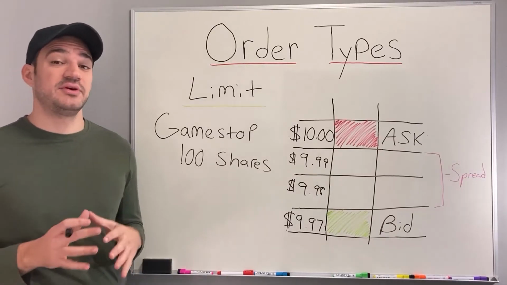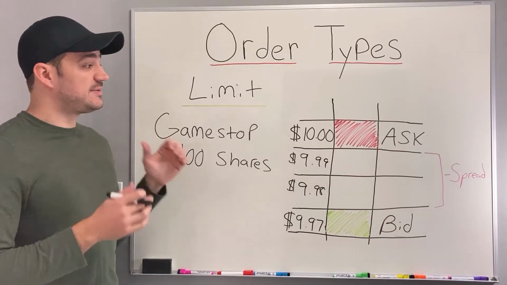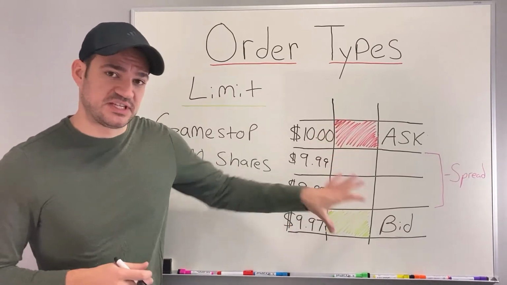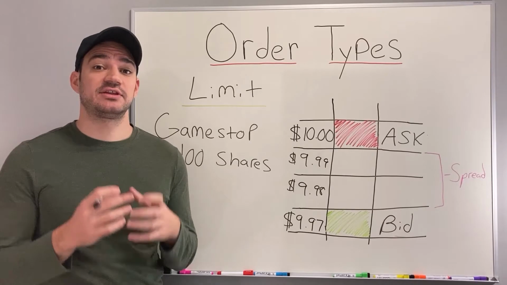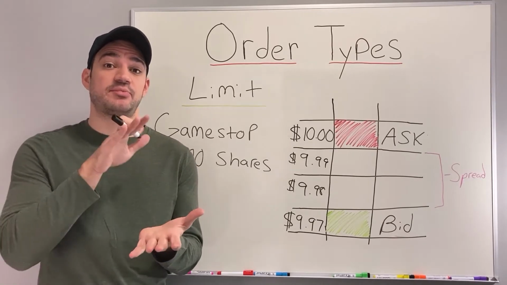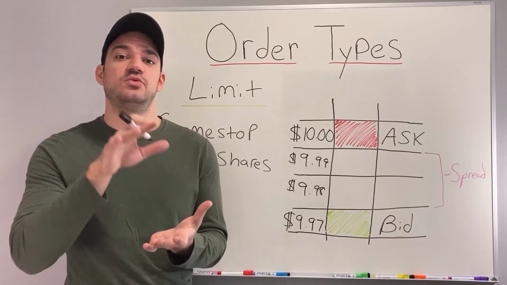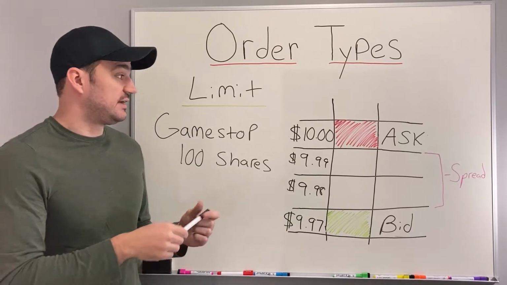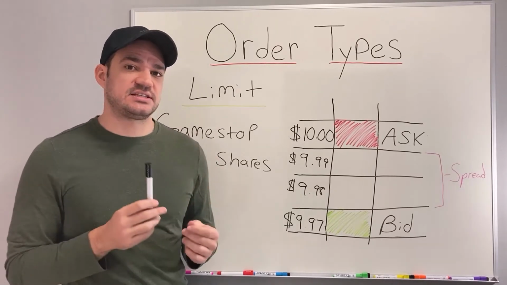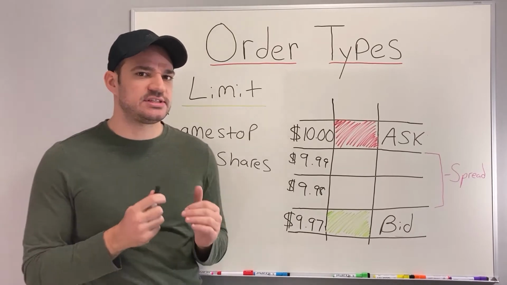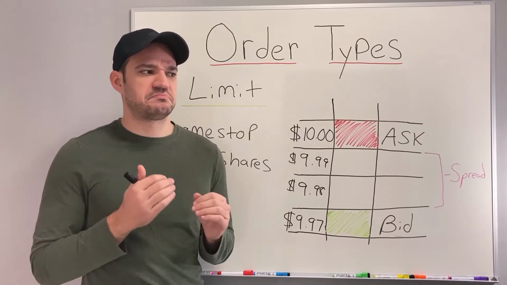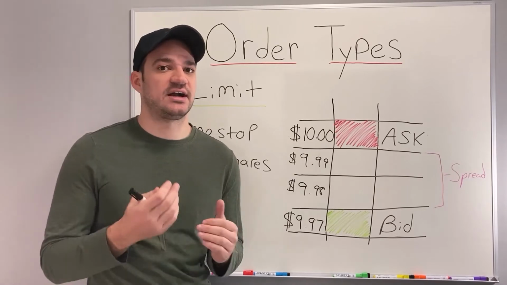Okay, so next up is our limit order. Now, limit order uses the same concept, but it's a little bit different. With a limit order, you're telling the computer specifically the price that you want to buy and sell at. It's not exactly the opposite of a market order, but typically you're trying to buy at a cheaper price or sell at a higher price.